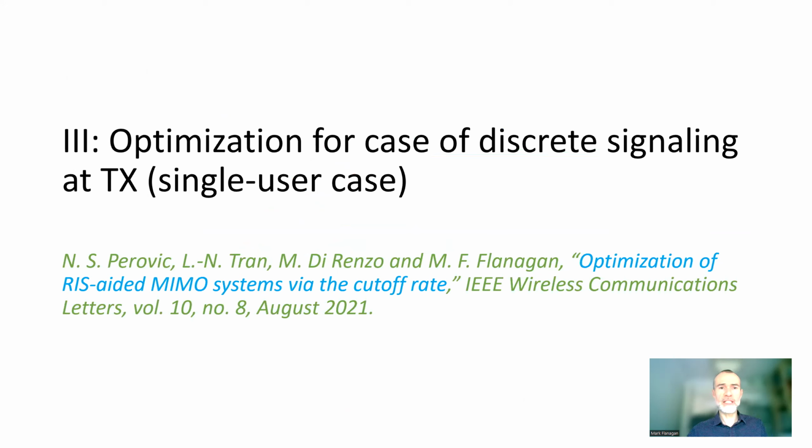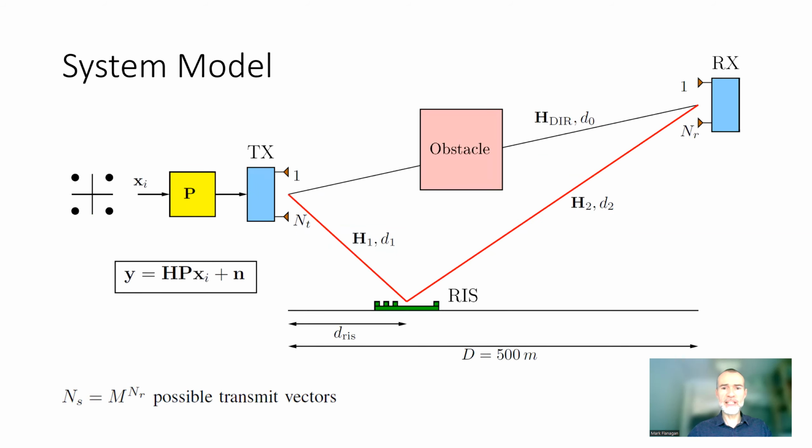Okay, and then finally, I'm going to talk a little bit about the case of optimization of this sum rate in the case of discrete signaling at the transmitter. Again, we're going to go back to the single user case for this optimization. So here the system model is a little bit like the first topic that I talked about. This setup is very much similar to before, and again we've got the RAS at some distance from the transmit plane. But the difference here is we're going to consider a more realistic constellation.